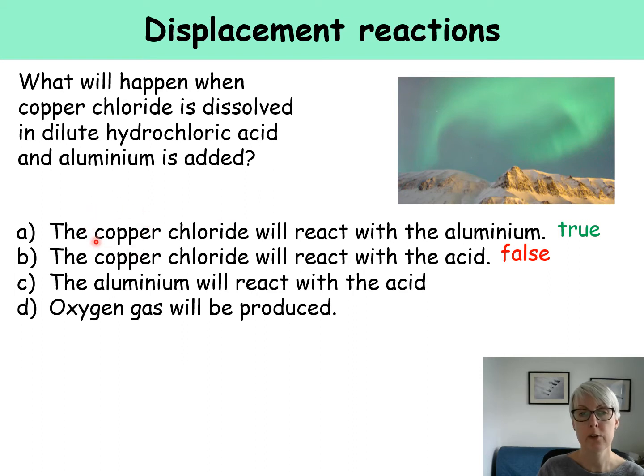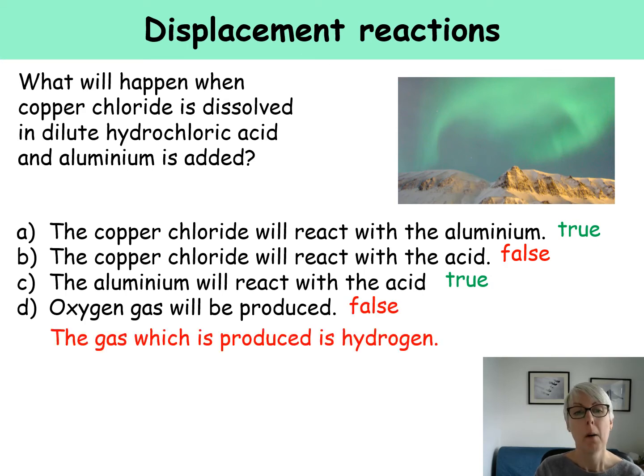And if he'd shown you the close-up of the flask at the end, you'd have seen bits of copper actually in the flask. The copper chloride, however, didn't react with the acid. When he added the copper chloride to the acid at the beginning, before the aluminium was added, it just dissolved and formed a nice colourful solution. The aluminium, on the other hand, did react with the acid. That was the fizzing that you saw going on and the bubbles being made, and one of the products of that reaction was not oxygen gas but hydrogen gas. So a gas was produced, but it wasn't oxygen, it was in fact hydrogen.